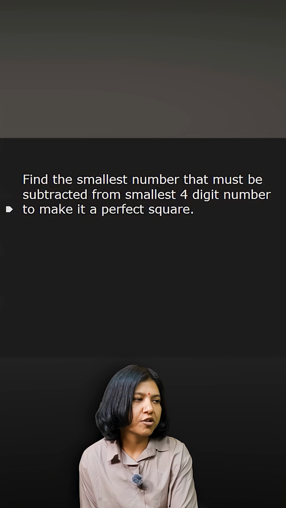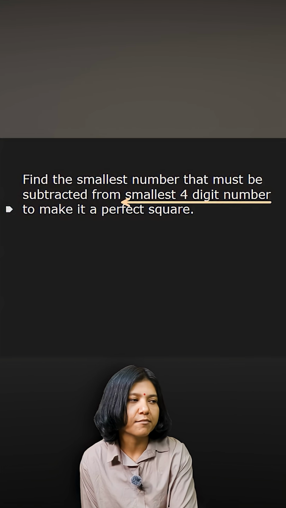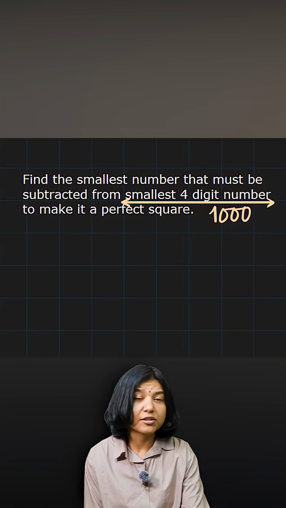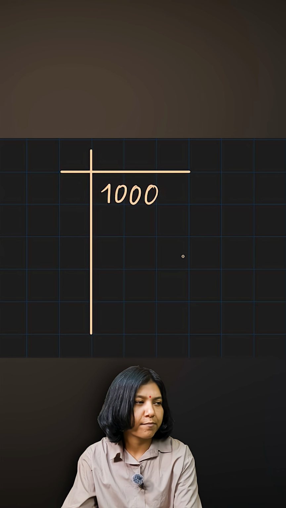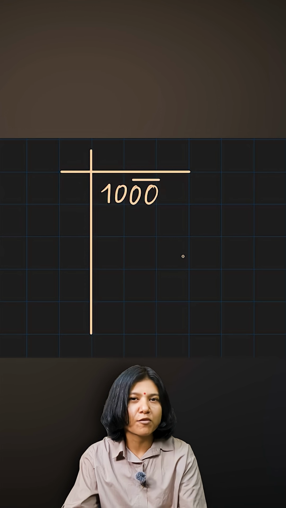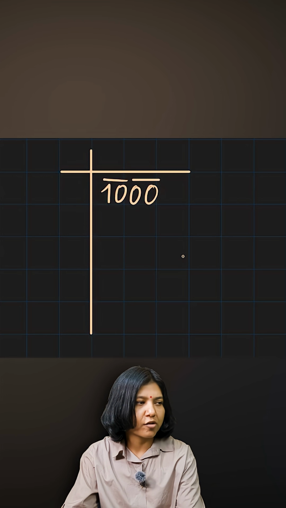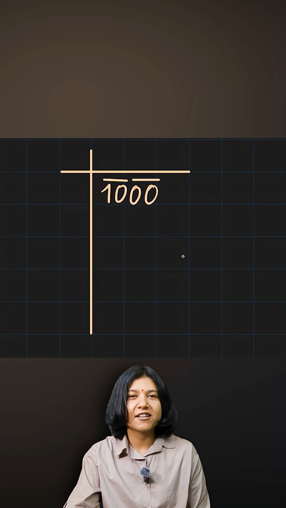What you do: the question has told you to find the smallest number that must be subtracted from the smallest 4-digit number. So the smallest 4-digit number is 1000. So you do this, you take 1000. Now you pair up the numbers starting from the end. Pairing up is important because a square always has double the number of digits, or if not double, then it's always in pairs. We always find the square root by taking the numbers in pairs.